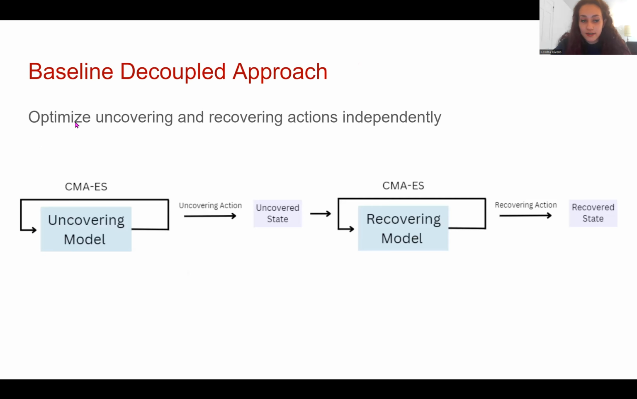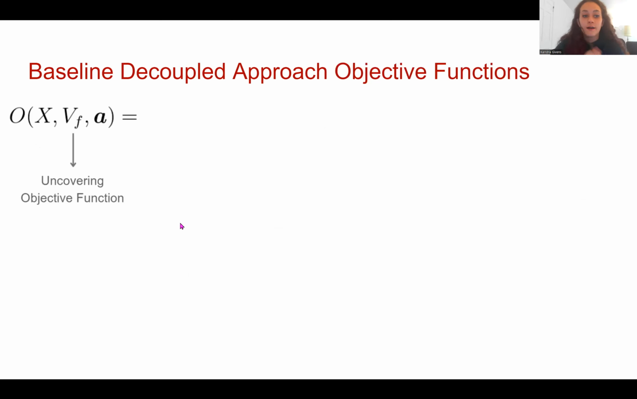This is the one where they're both optimized independently. The uncovering model has no idea of the state it's about to produce, and the recovering model is just left to deal with whether the state is reversible or not. So this is our baseline, and I'll go over the objective functions now. This uncovering objective function we are using from our prior work on robe, which is this uncovering.